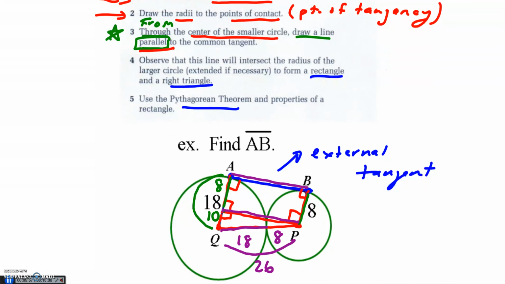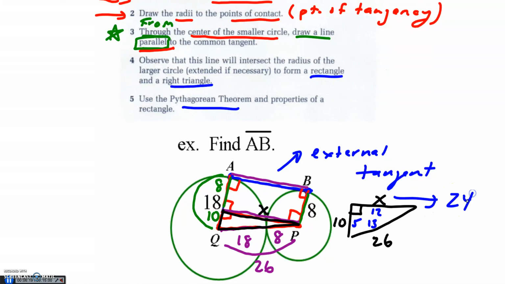which means that this entire segment must be 26. And so in black here, if I focus on just this little right triangle, and I can draw it over here also, we have this being 10, this being 26, and we would like to find this piece. This is a 5, 12, 13 triple multiplied by 2, so x must be 24. So AB, being parallel and equal to x, must be 24 units.